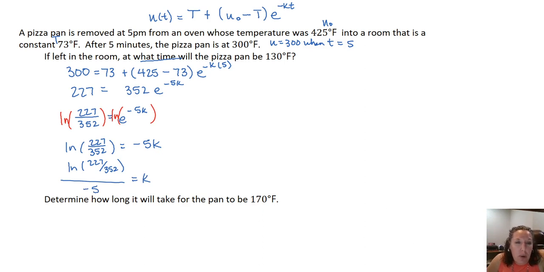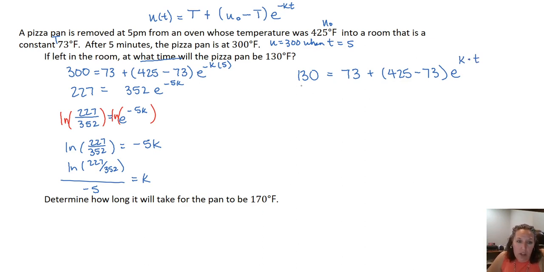So if it's left in this room, at what time will the pizza pan be 130 degrees? Well, 130 degrees is going to be the temperature of the pan, so we're going to plug that in for U. Our temperature in our room is still 73. Our original temperature was still 425. T is still 73. Our K value is the K value that we just found here. I'm going to leave that as K right now, but we do know what K is equal to, and then we're going to solve this for the time.